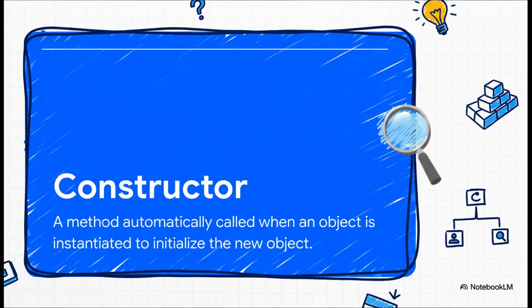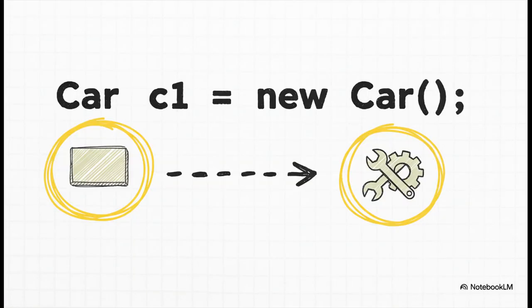You can think of it as the assembly instructions for a new object. The very moment you create an object, the constructor just kicks in automatically, setting up its initial state and making sure it has everything it needs to get up and running. I bet you've written a line of code that looks just like this 1,000 times. It seems super simple, right?